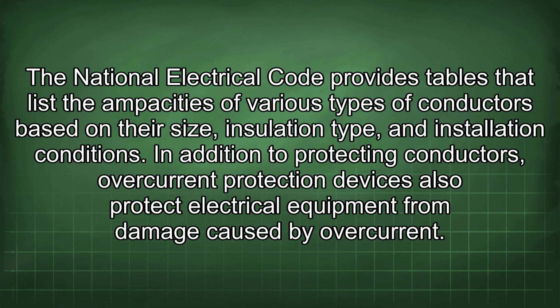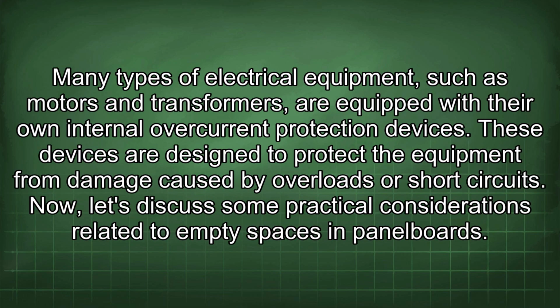The National Electrical Code provides tables that list the ampacities of various types of conductors based on their size, insulation type, and installation conditions. In addition to protecting conductors, overcurrent protection devices also protect electrical equipment from damage caused by overcurrent. Many types of electrical equipment, such as motors and transformers, are equipped with their own internal overcurrent protection devices. These devices are designed to protect the equipment from damage caused by overloads or short circuits.